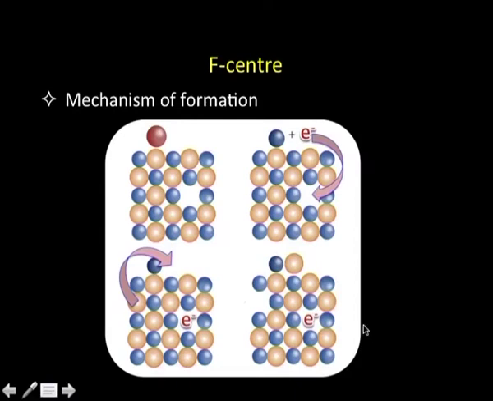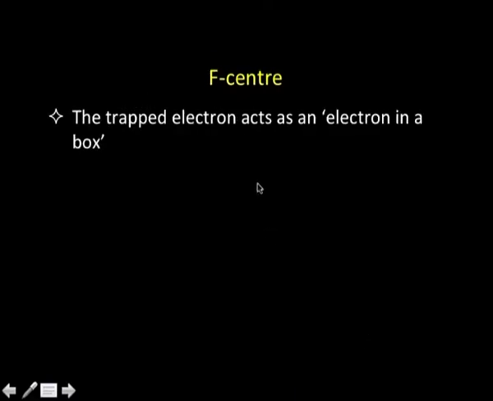And how does it give color? Let us see that. The electron which has been trapped in an anion vacancy acts as an electron in a box. You must have heard about, or learnt about, a quantum mechanical system called the particle in a box.